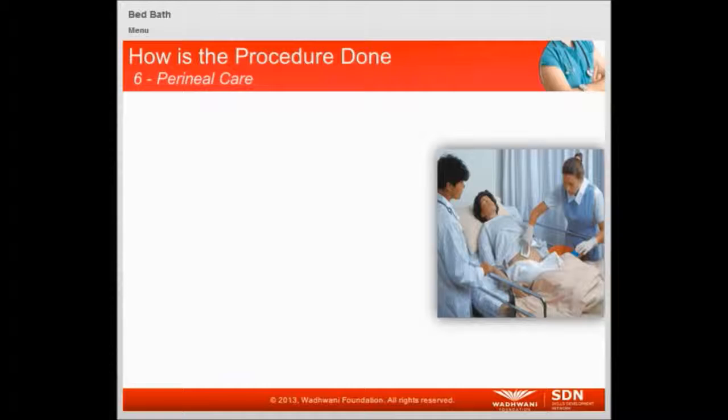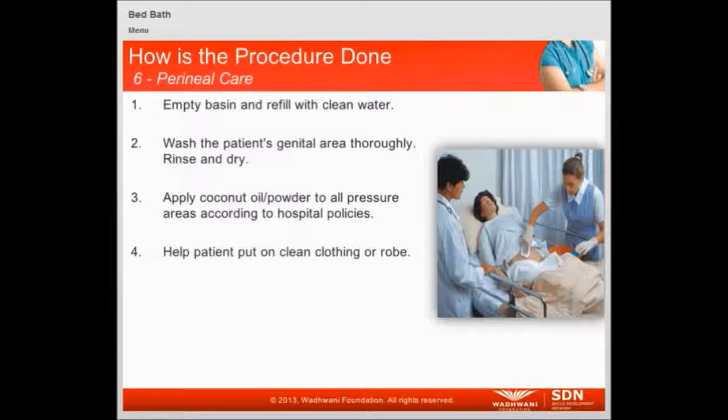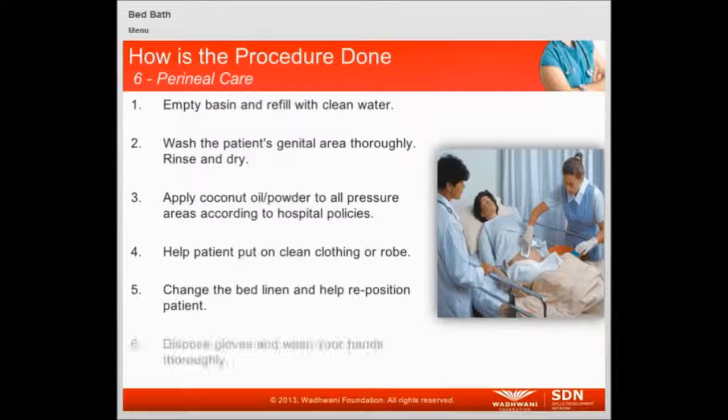For perineal cleansing. 1. Empty the basin and refill with clean water. 2. Wash the patient's genital area thoroughly. Rinse and dry. 3. Apply coconut oil or powder to all pressure areas according to hospital policies. 4. Help the patient put on clean clothing or a robe. 5. Change the bed linen and help reposition the patient. 6. Dispose gloves and wash your hands thoroughly.